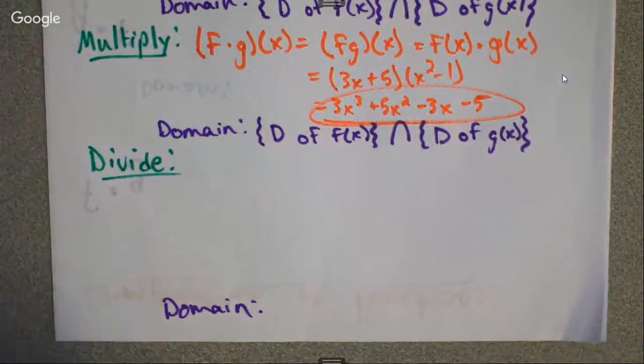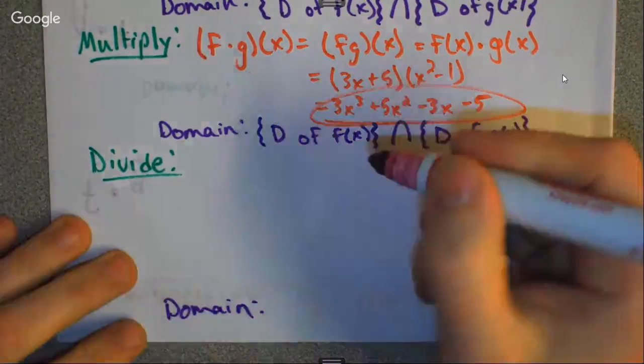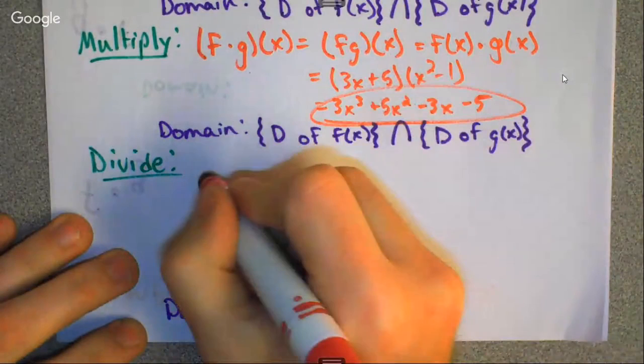Now, f divided by g of x is f of x over g of x. So in this case, we would say 3x plus 5 over x squared minus 1. And that would be our answer there. We're not taking it any further than just writing it like that. Later on, we'll factor it out and we'll cancel some things and that kind of stuff.